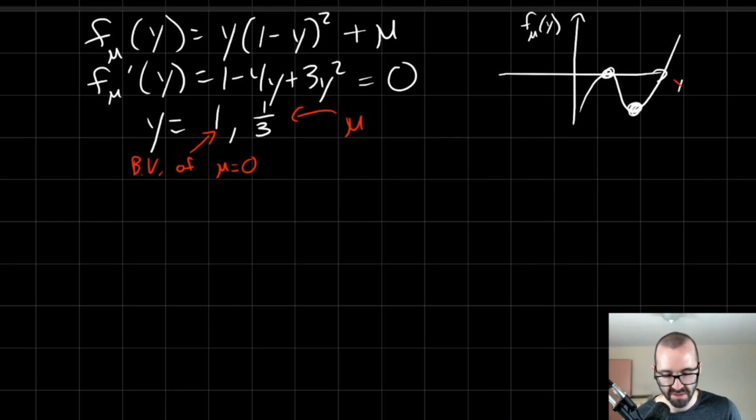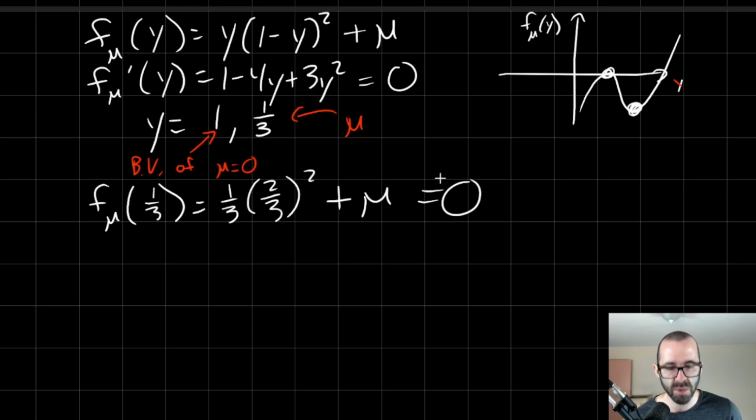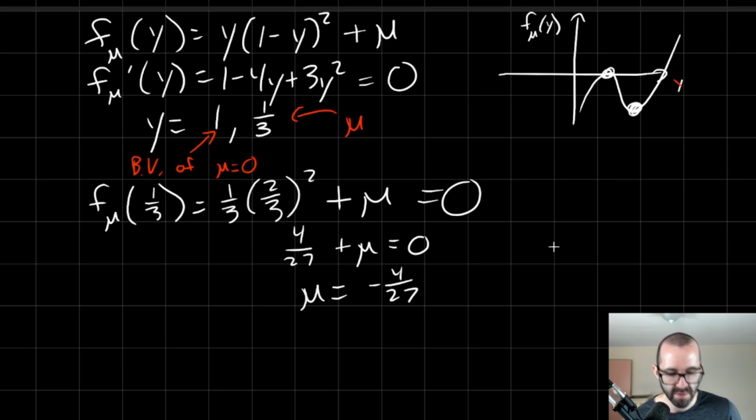Let's find it. The way that we're going to find it is to look at this original equation. Let's look at f mu at this y of 1/3. When we do that, we're going to get 1/3 times (2/3) squared plus mu, and we want this to equal 0. Multiply that all out, you're going to get 4/27 plus mu equals 0. So mu has to be negative 4/27. So we have our two bifurcation values.